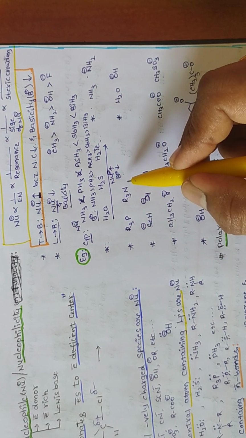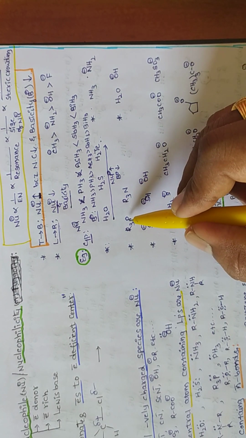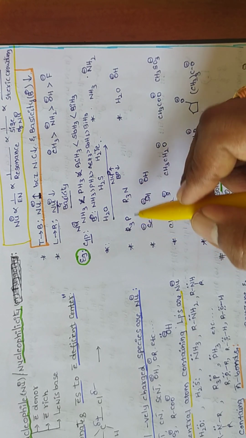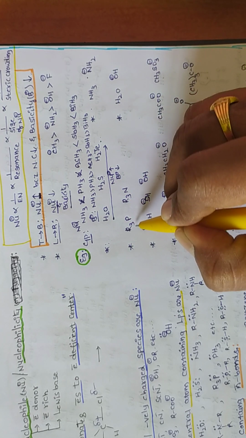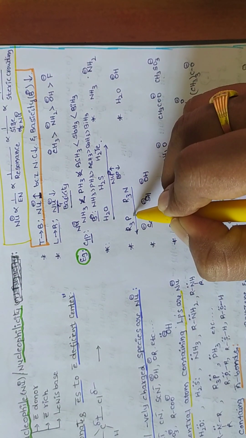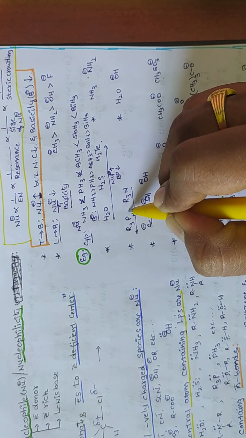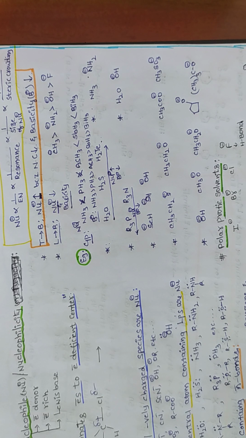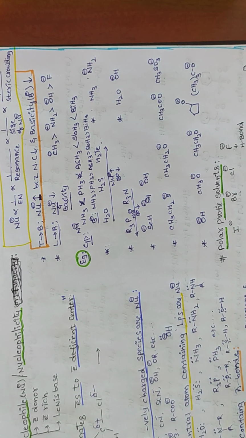Next, R3P and R3N. R3 is common. Phosphorus and nitrogen belong to the same group. So down the group, what will happen? Down the group, nucleophilicity increases and basicity decreases.